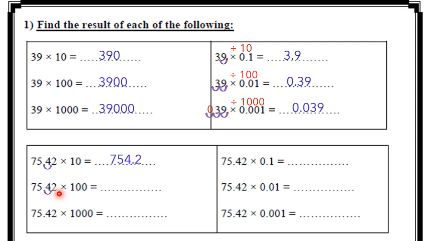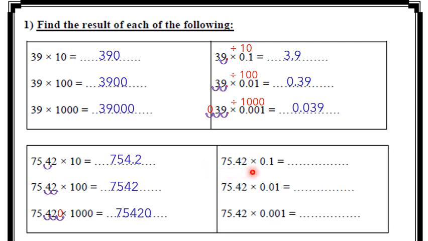The next, here we have the same number, 75.42 times 100. This is a normal one, so I will move to the right 2 places. So it will be 7,542. Let's see the next. 75.42 times 1000. Also, it's a normal one, so I will move the decimal point 3 places to the right. Here, an empty place, I will replace it by 0. So the answer is 75,420. Let's see the next.